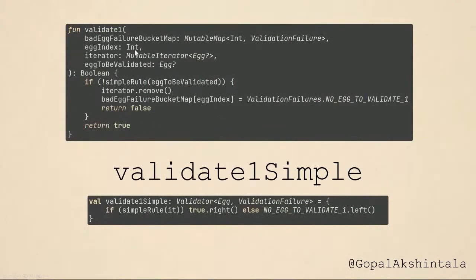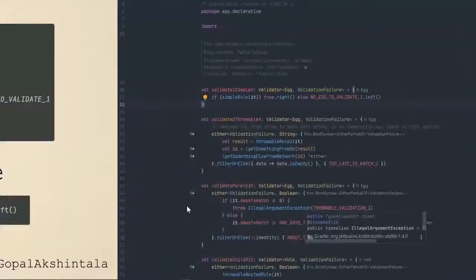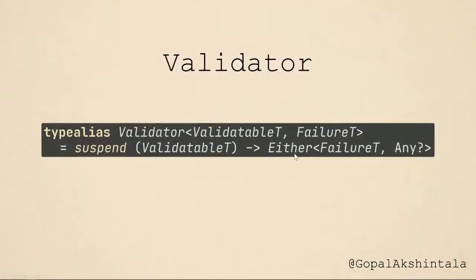Awesome. So this is how we're going to transform this imperative code, a simple function. Again, don't bother about the code. All I'm trying to indicate is what we did before in our imperative implementation. This gets converted to this. But what is this Validator? Validator is just a type alias, with this signature.